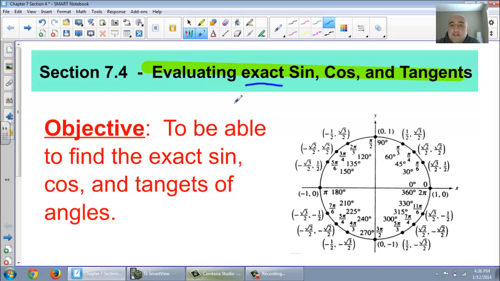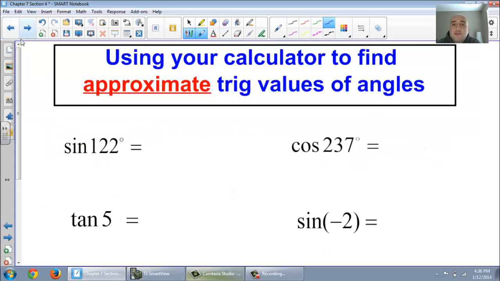Basically, everything that you memorized off of the unit circle in Algebra 2, you'll now know how they got these numbers. Not just what the numbers are, but actually how these numbers are achieved. So let's get right into it.